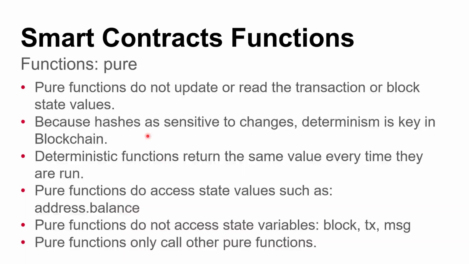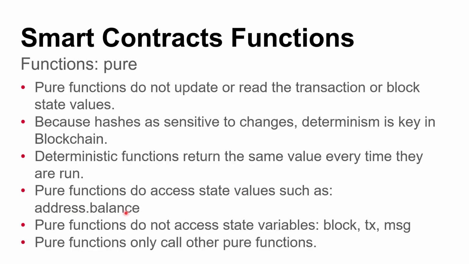Pure functions and view functions. A pure function does not update or read the transaction's block state values. Those state values must not be changed by any type of function in Solidity. Because hashes are sensitive to changes, determinism is key in blockchain. A deterministic function is a function which will always return the same value every time. Pure functions do not access state values such as address balance.